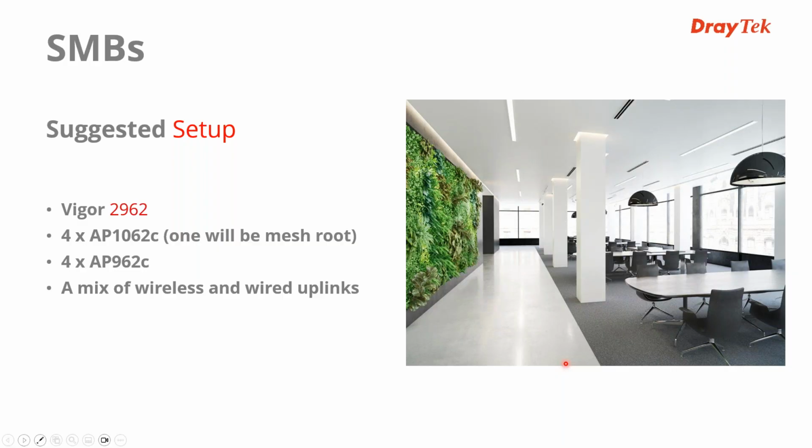One of these could be the mesh root. And then you could have 4 AP 962s, let's say, as well. Now, being in an office, I would imagine they would have some wired infrastructure already, so you could have a mix of wireless and wired uplinks to have good performance throughout the office.